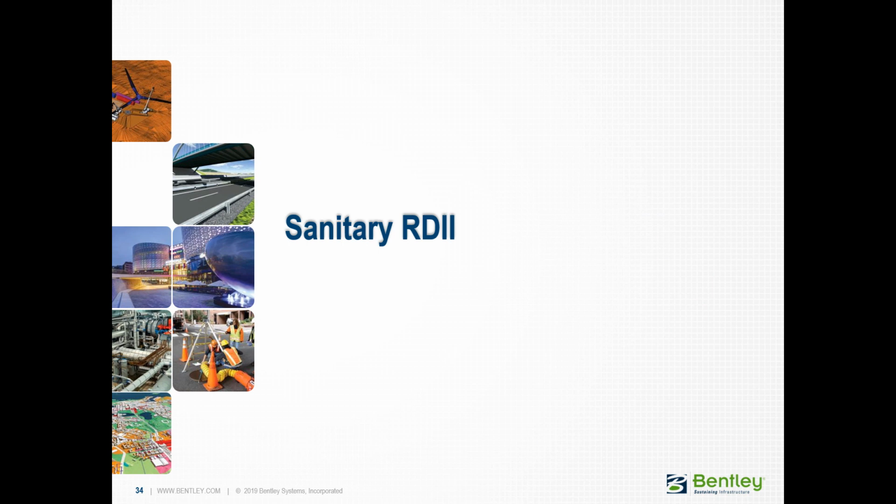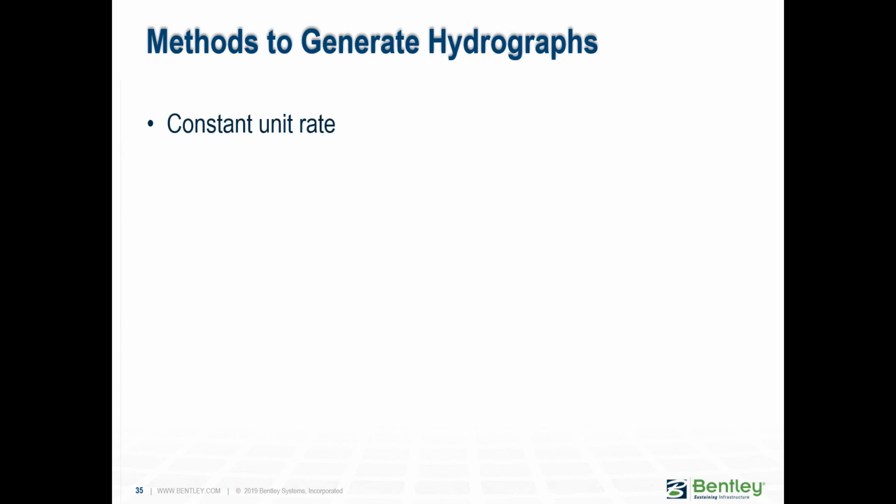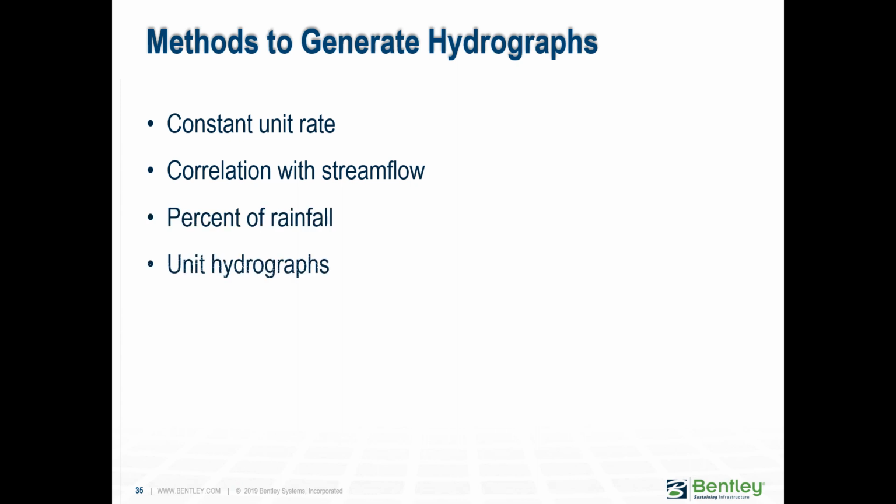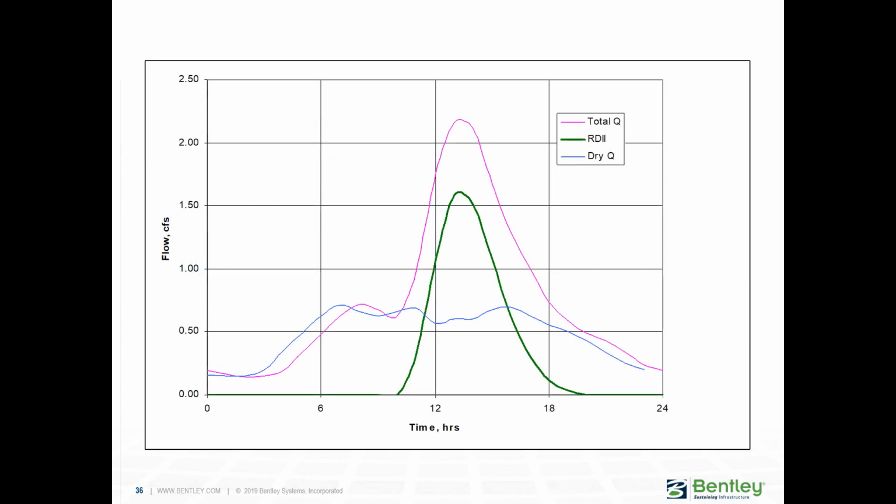Now talking about rainfall derived infiltration and inflow. People have tried to use a lot of different methods to model sanitary sewer inflow. Options that can be used are a constant unit rate, a correlation with stream flow, percent of rainfall, unit hydrographs, or the RTK method. You need to separate the dry and wet weather flow from your monitoring data because you need to model them individually.